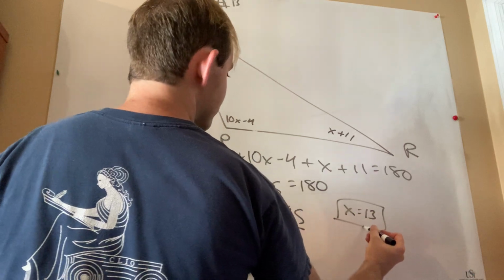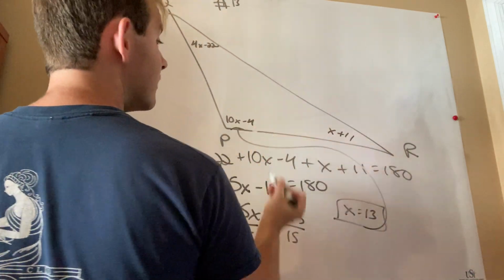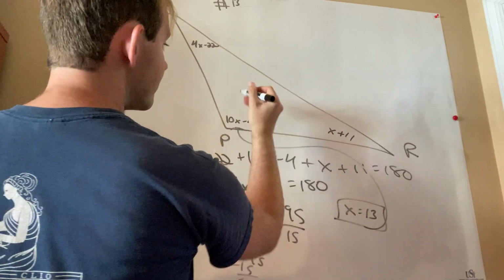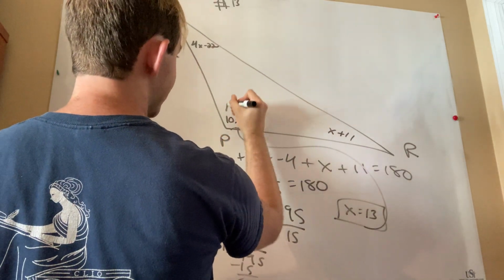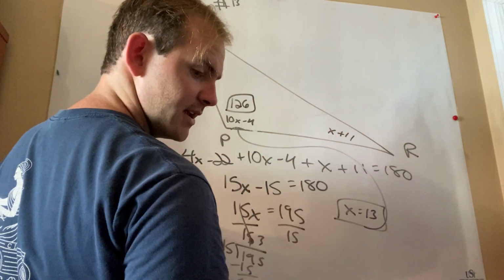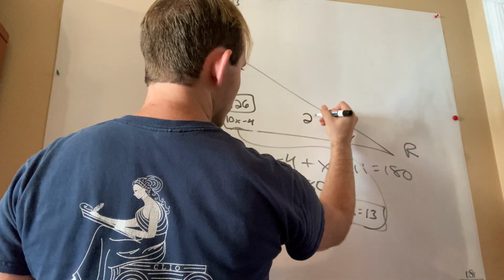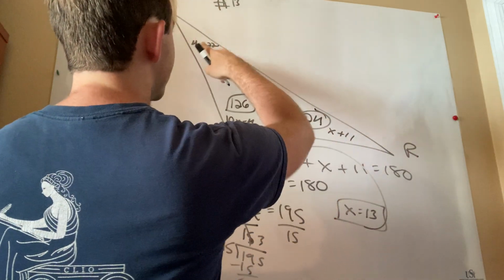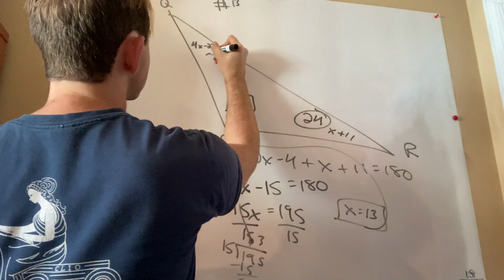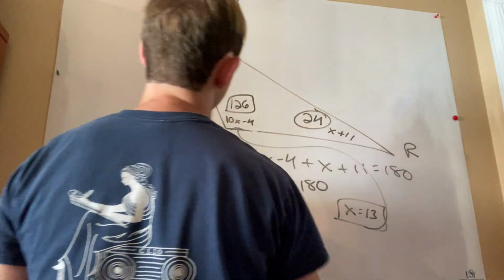All I do is I take the 13 and I plug it in right here. So 10 times 13 is 130. 130 minus 4 is 126. Over here, 13 plus 11 is 24 degrees. And over here, 13 times 4 is 52, and 52 minus 22 is 30.